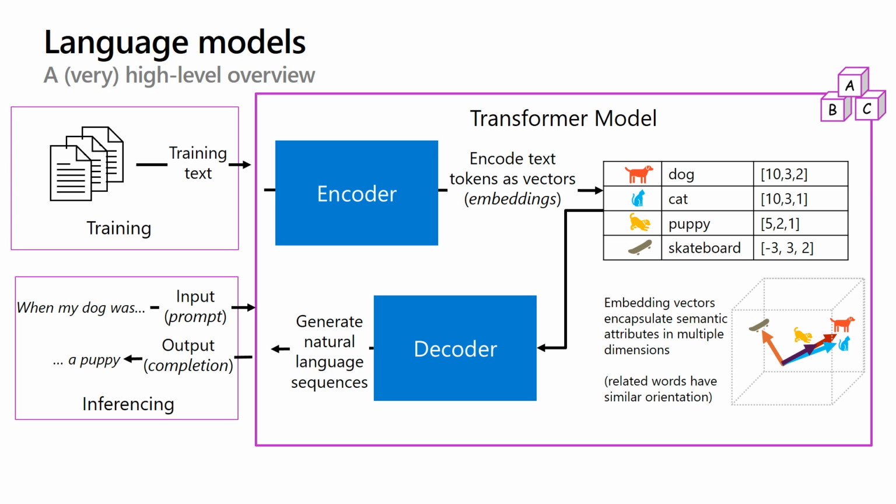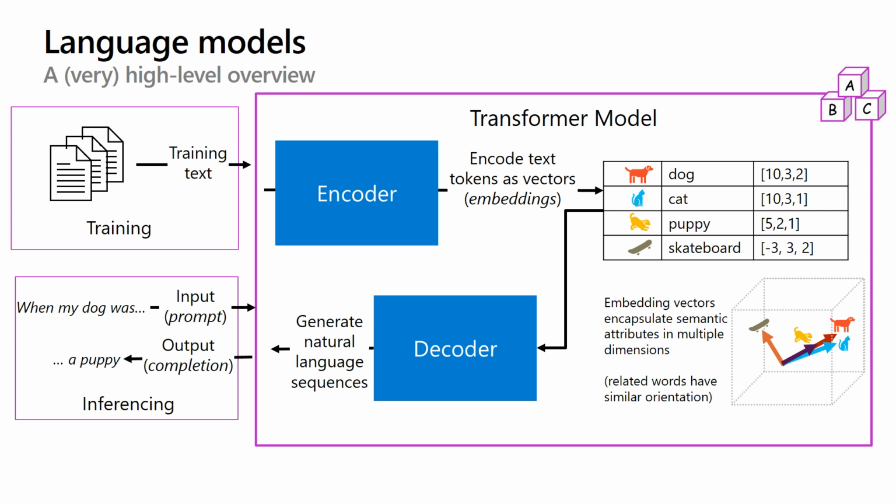Modern language models are built on transformer architectures, using techniques like tokenization and vector embeddings to represent semantic relationships between words. Encoder and decoder blocks use attention layers to process and generate natural language sequences, predicting probable outputs based on input prompts.